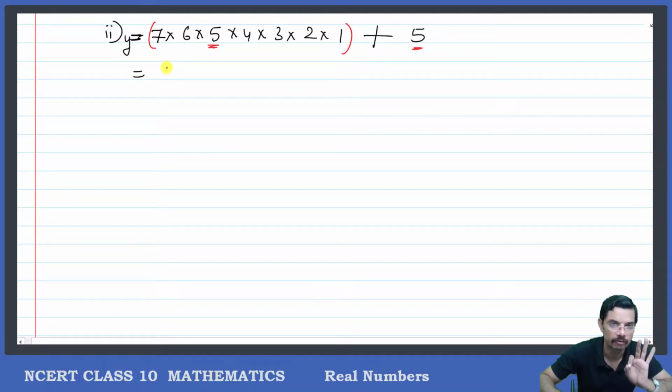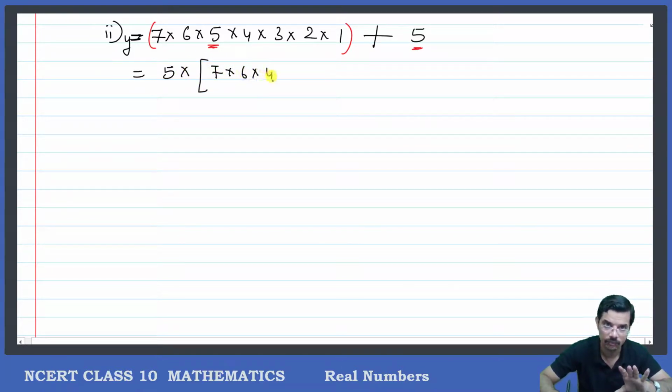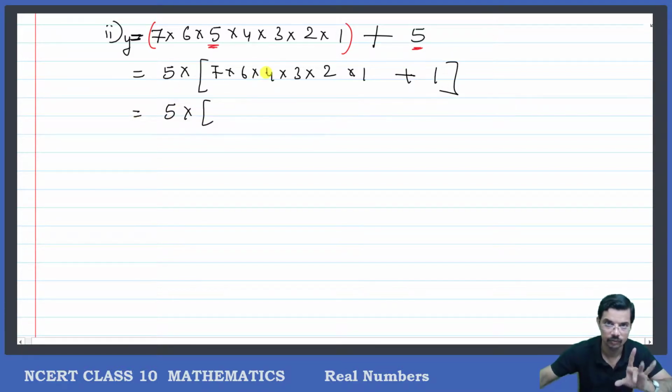So it is clearly a multiple of 5. Clearly a multiple of 5. If you can take 5 out as common, it is a multiple of 5, and then you will get some another number also. Okay, അത് എന്താണ് 7 into 6 into 4 into 3 into 2 into 1. Okay, and then plus 1. This is 5 into what is 7 into 6 into 4 into 3 into 2? It is 1008. Okay, we can check in the calculator.